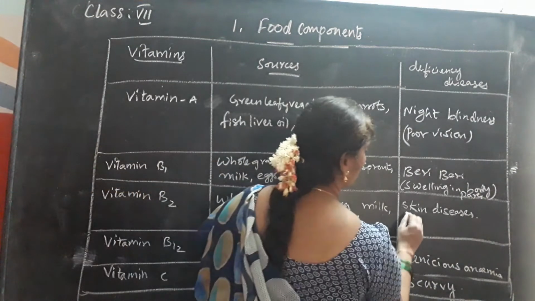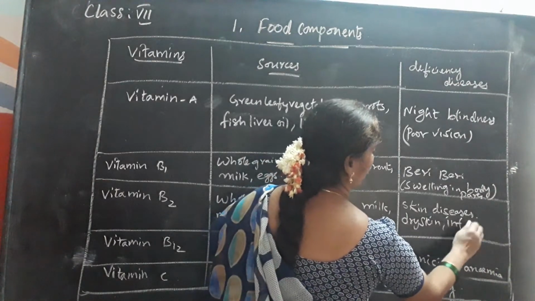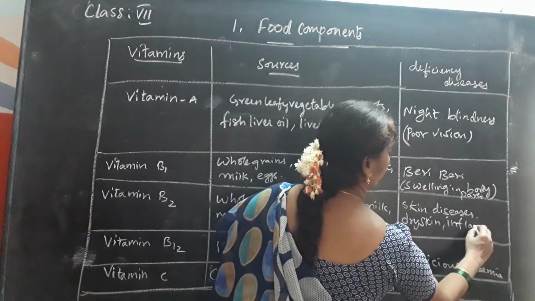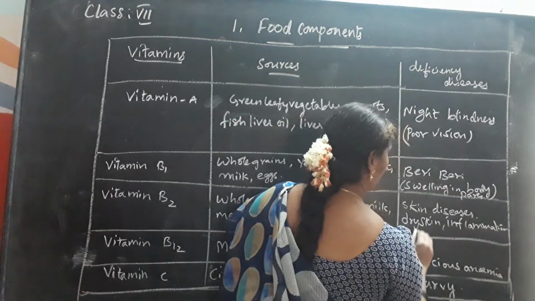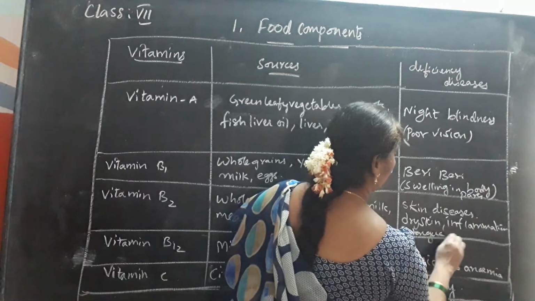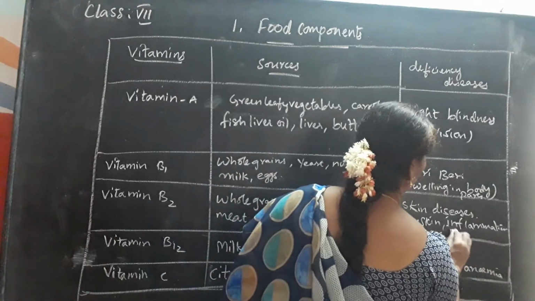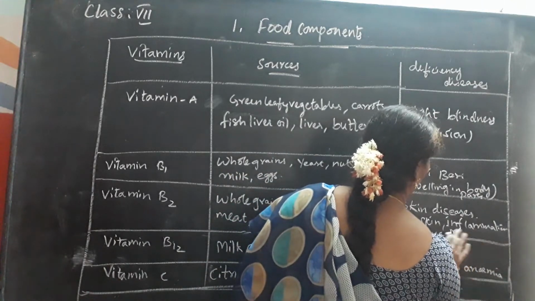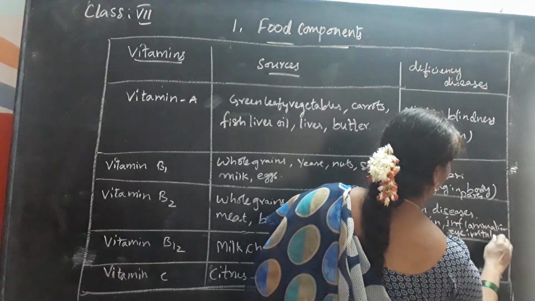Dry skin, inflammation of tongue. Not in Buddha, I will say in Telugu. So dry skin, inflammation of tongue, and irritation in eyes. Eye irritation occurs.